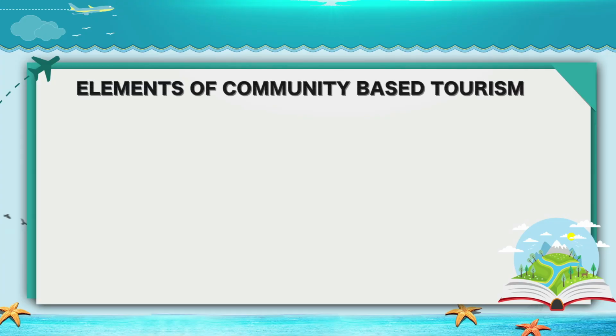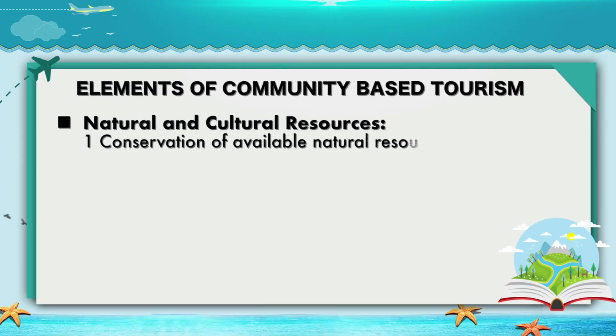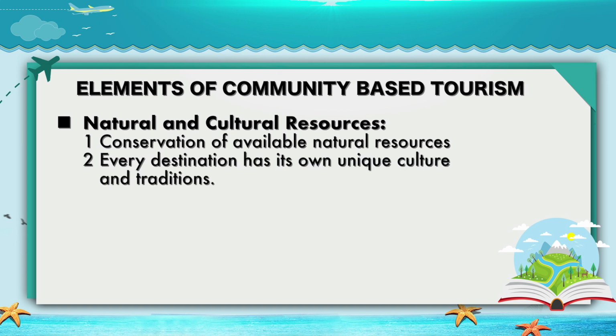What are the various elements of community-based tourism? They are as follows. Natural and cultural resources. Creation of available natural resources, local residents, economy and production should be on sustainable principle and must not use the natural resources optimally. Every destination has its own culture and traditions.